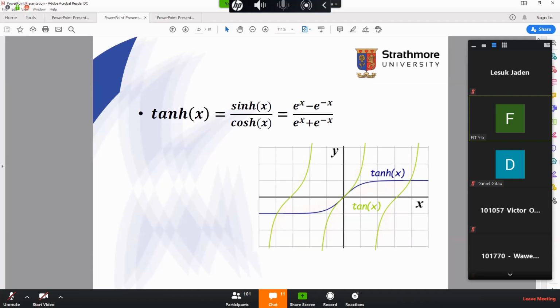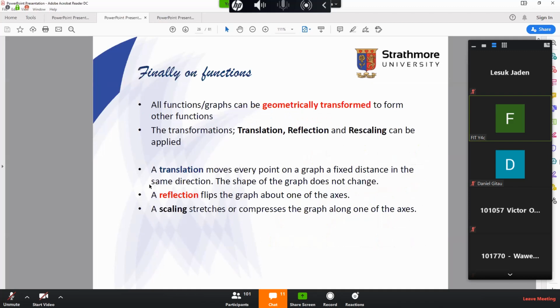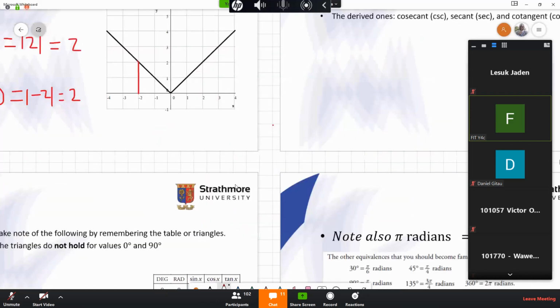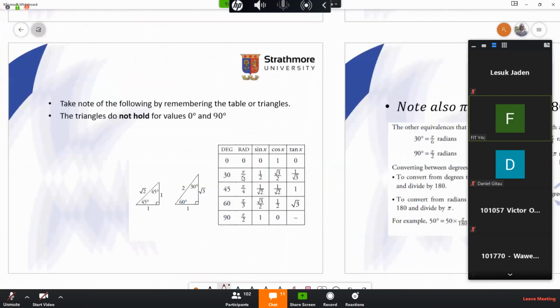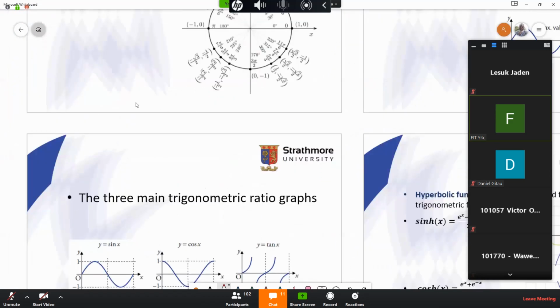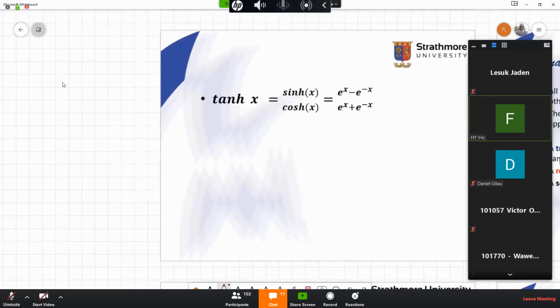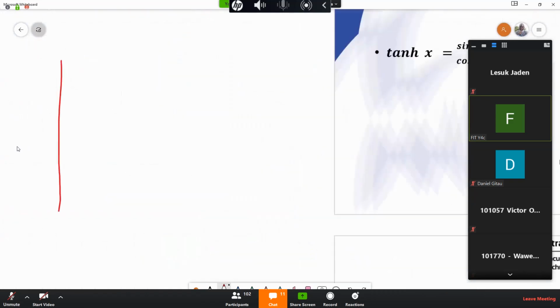And you can read about translation, reflection, and scaling. So I can scale one function in order to get another function. So to wrap it up on functions, we have different types of functions, from polynomials to trigonometric, and we will be dealing with all these types of functions. Then you can have one function being changed into another function, etc.